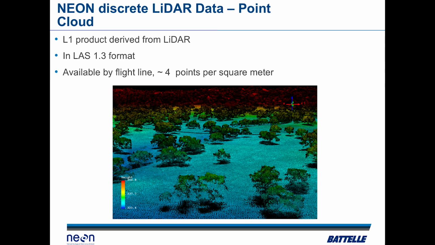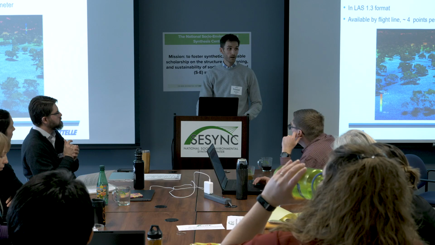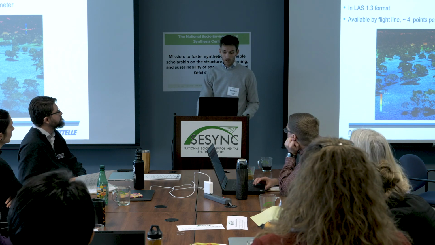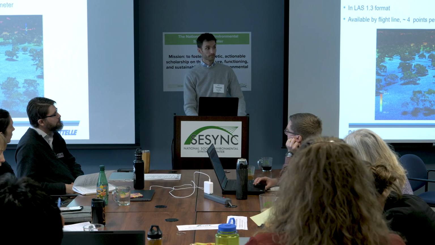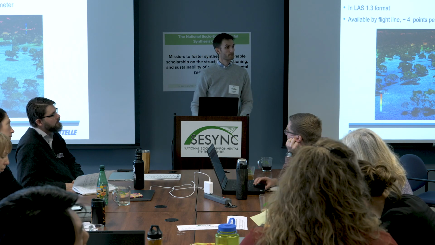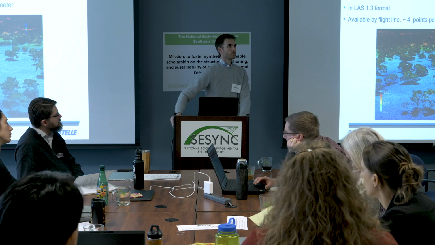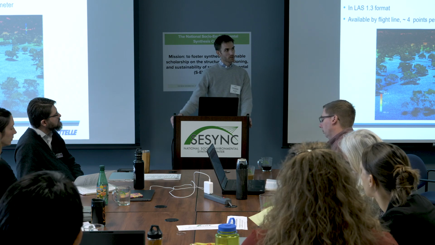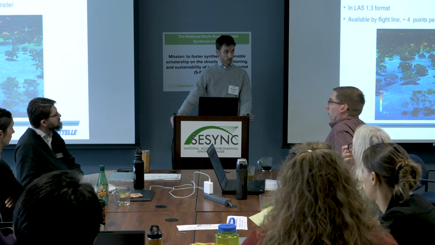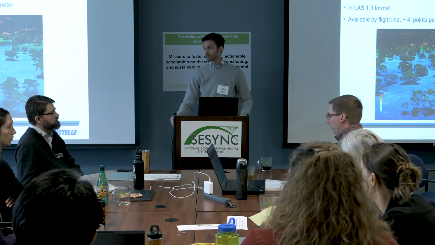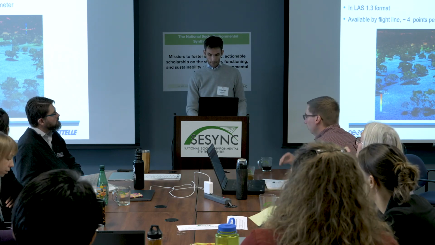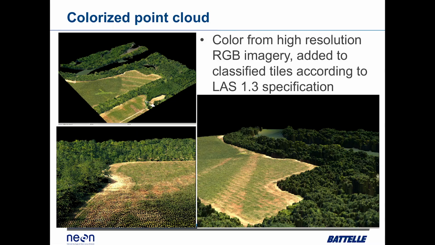It's in class 1.3 format, and we make it available by flight line as well as by tiles. And generally, at worst, it's 4 points per square meter. But at best, we can get up to over a dozen points per square meter. I should say, it's 4 pulses per square meter, and so you have at least 4 first returns per square meter.